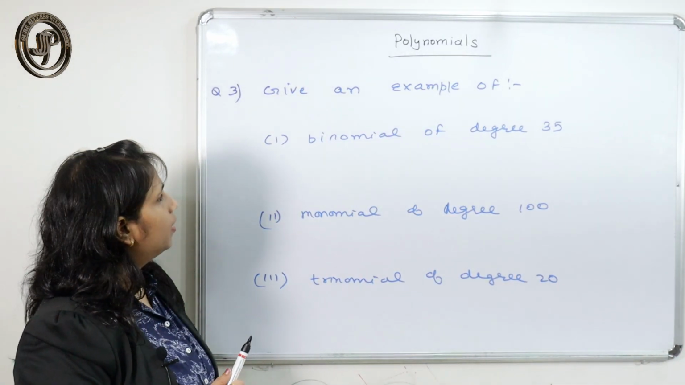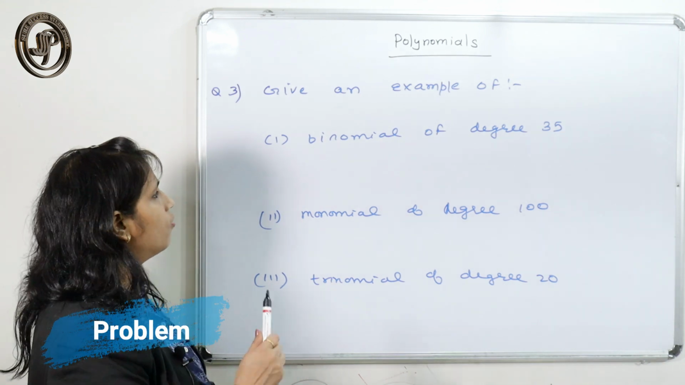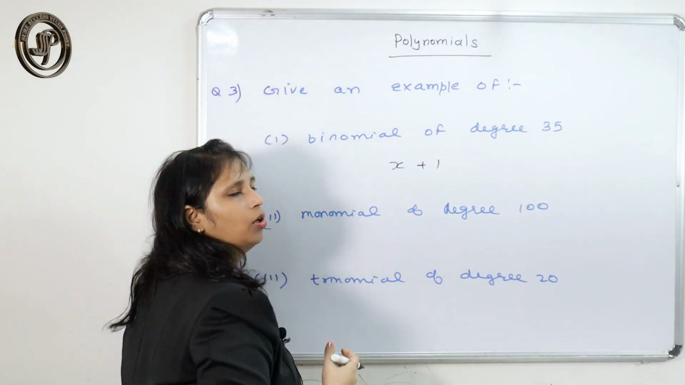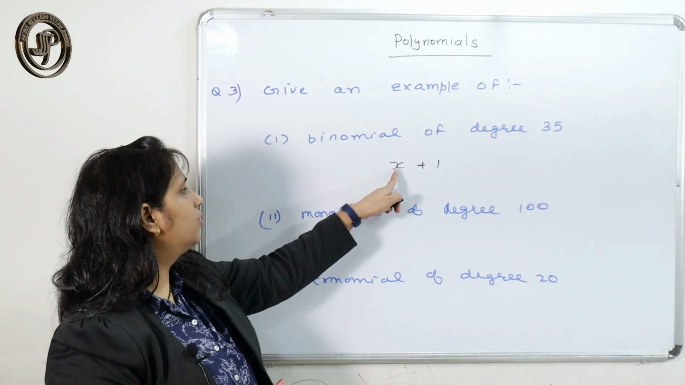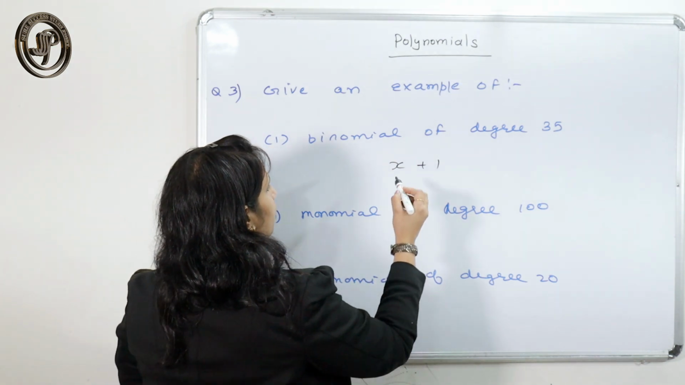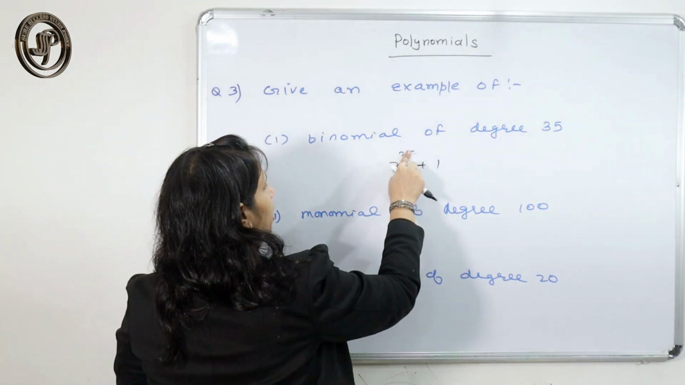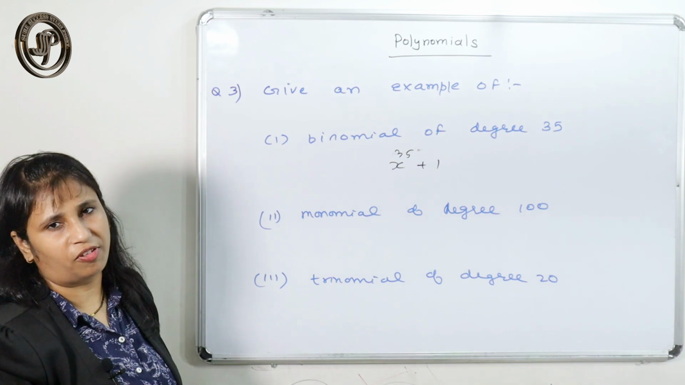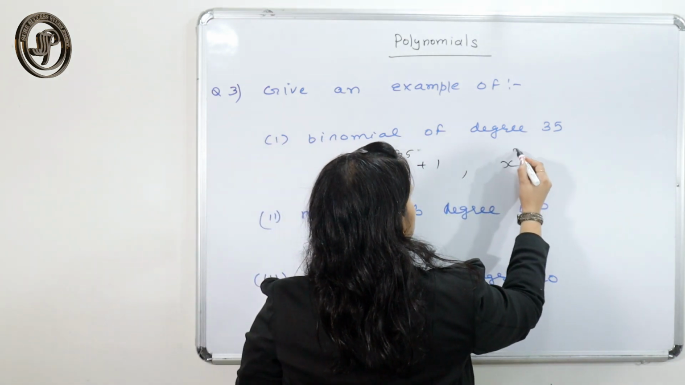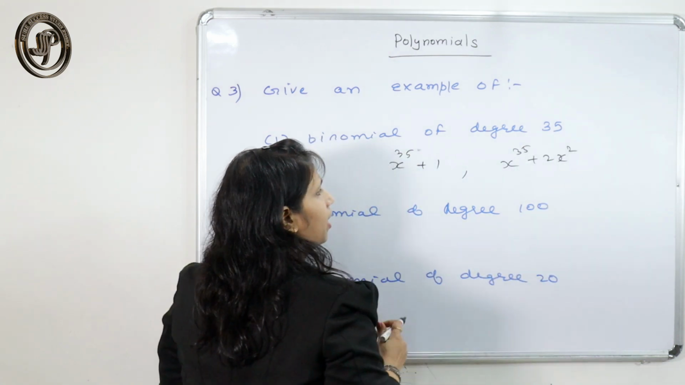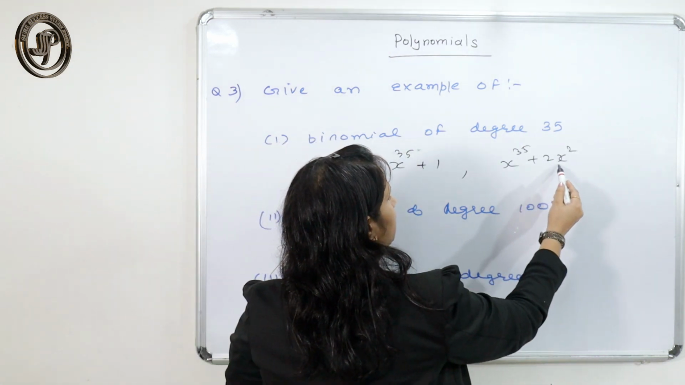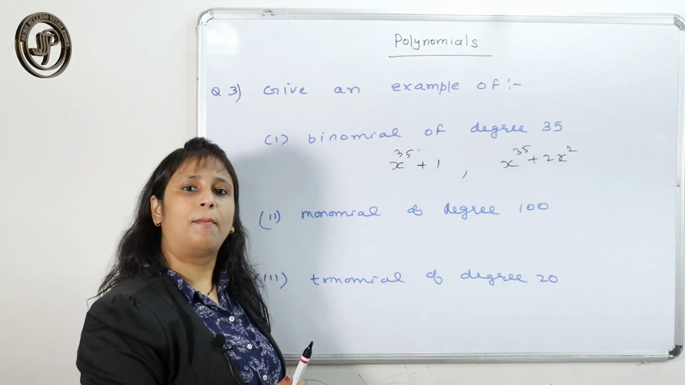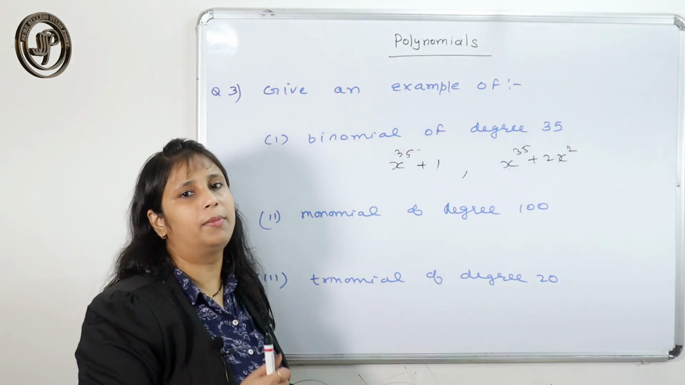So here you have to give an example of a binomial. You just have to write any binomial. Okay, I have written a binomial, but here the degree is 1, and I need to make the degree 35. So I can write x raised to power 35 plus 1, or I can write x raised to power 35 plus 2x square, in this way. It doesn't matter what the second term is, but one of the terms should have the power of 35, so that its degree becomes 35.